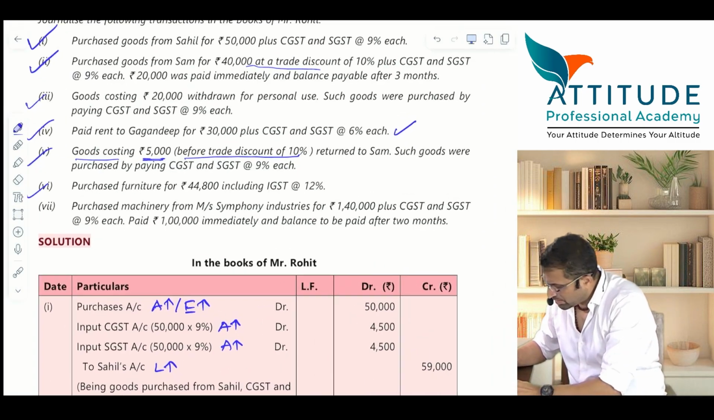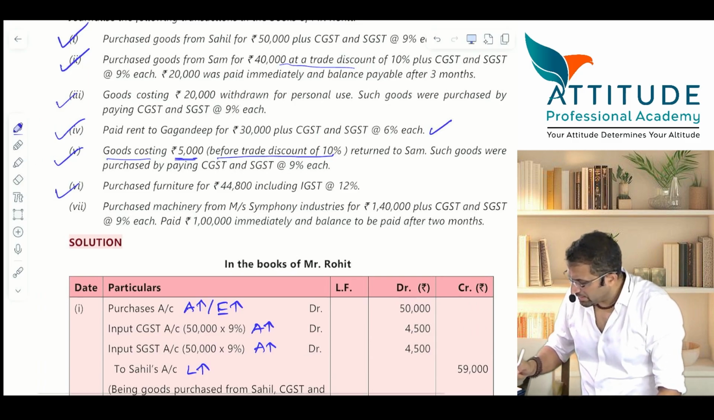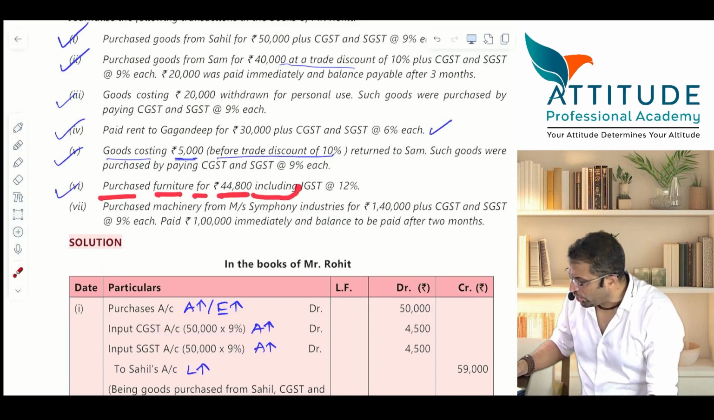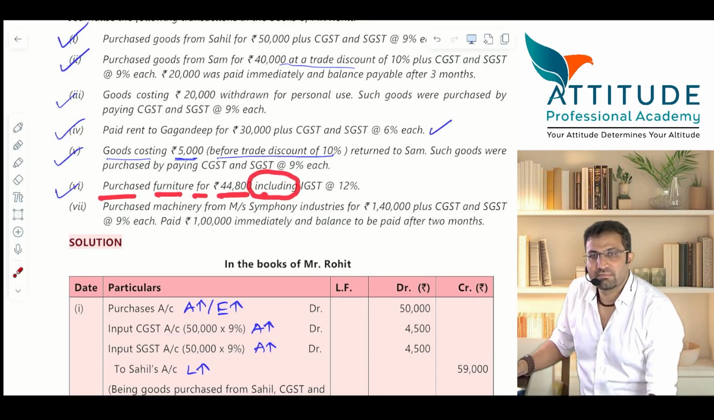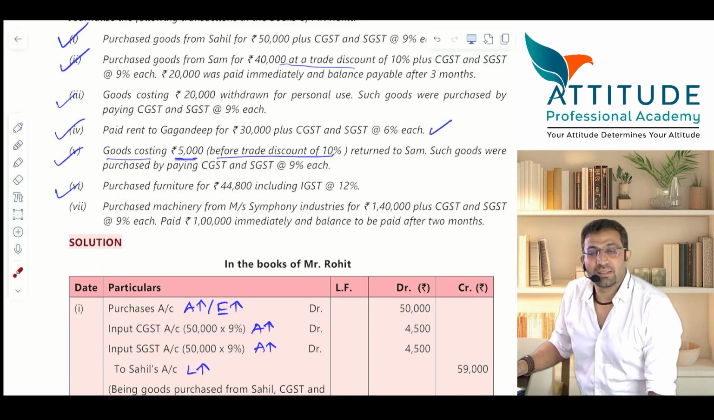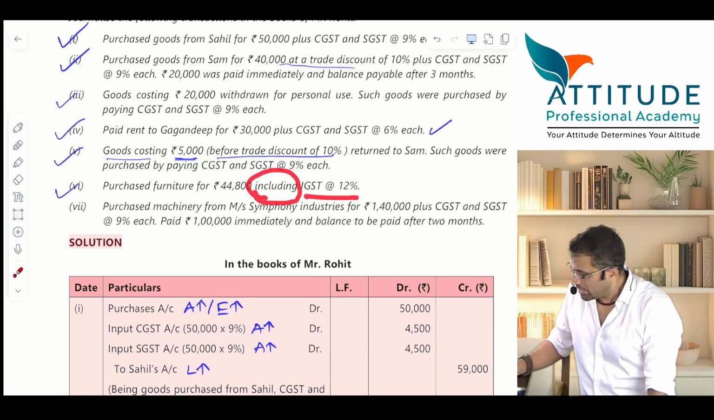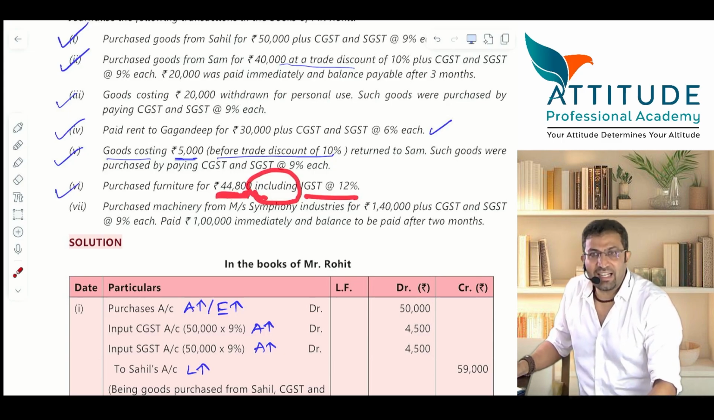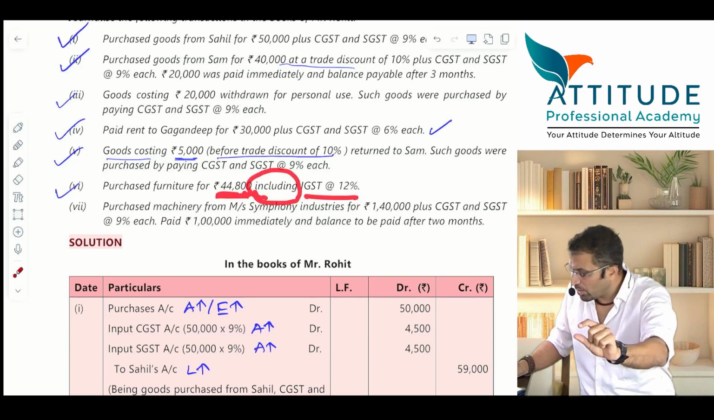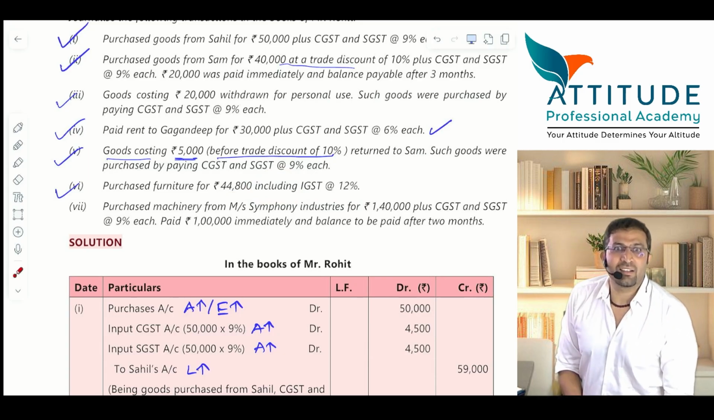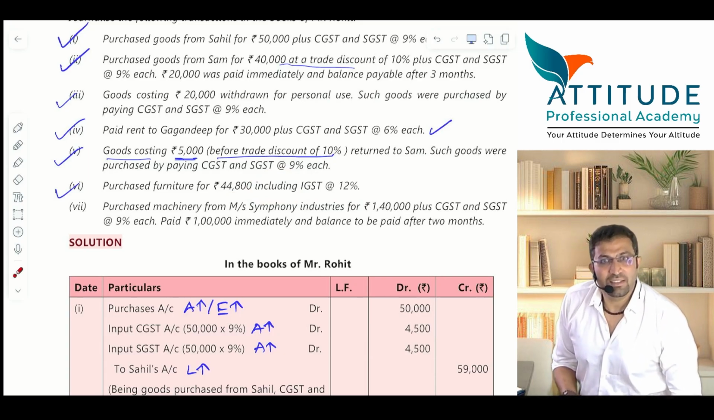What? This is interesting. Purchased furniture for 44,800 including punchword. Punchword is what? Including IGST 12%. So ये जो 44,800 है, this is like 100 rupees or 112 rupees? Very good. Thank you very much.